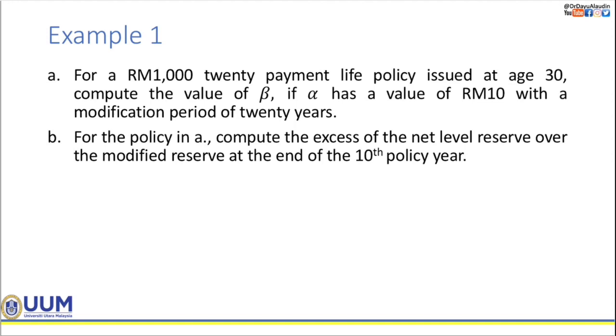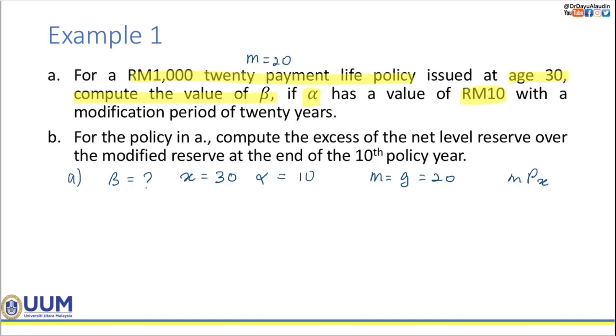Now we try example 1a. For a 20-payment life policy issued at age 30, compute the value of beta if alpha has a value of 10 ringgit with a modification period of 20 years. So we have to find beta. So x is equal to 30, alpha is equal to 10. The 20-payment, M, is equal to 20, and G is also equal to 20, the modification period of 20 years. So this is G, G also 20.